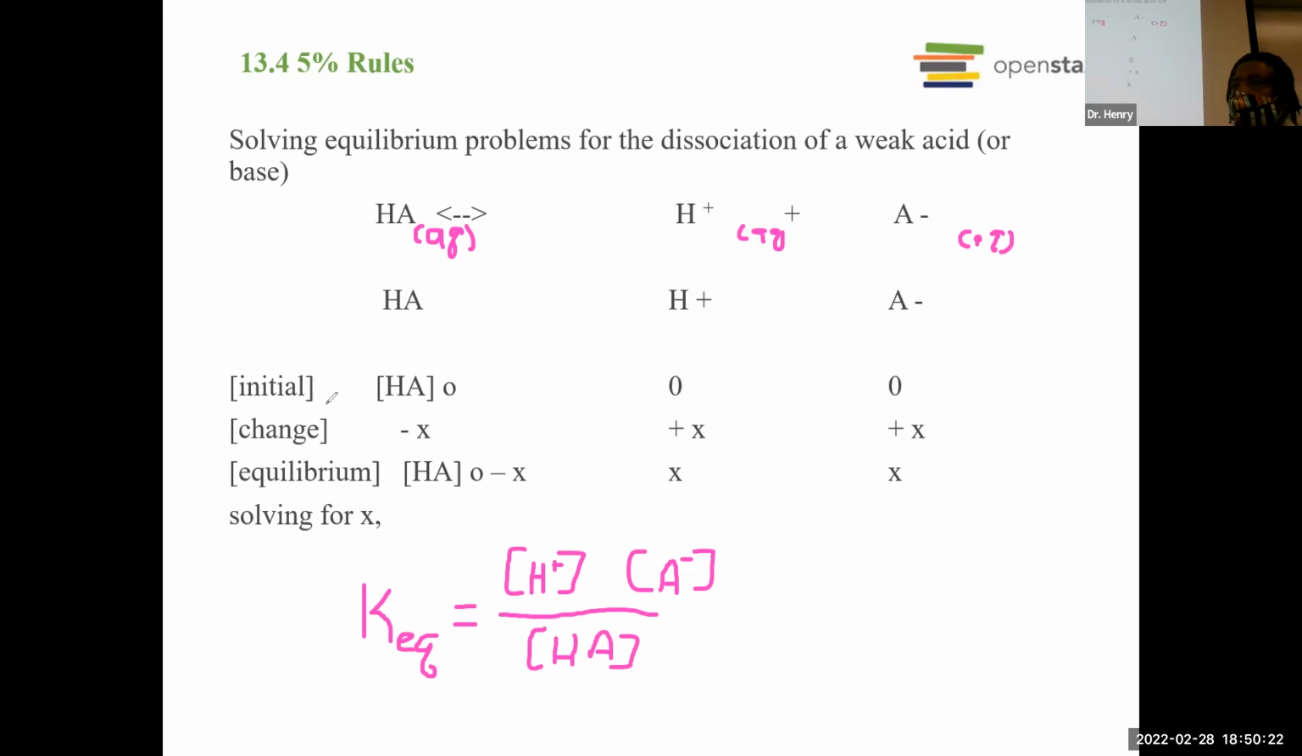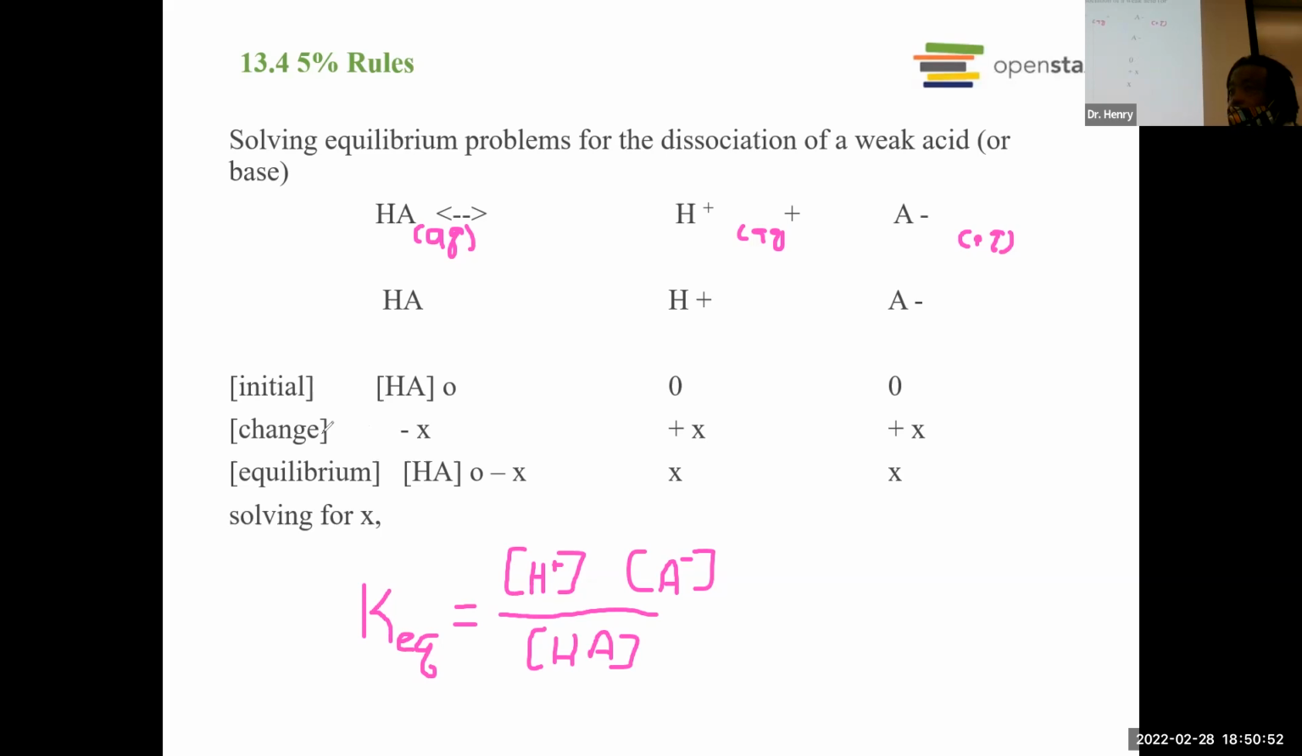So this is called the ICE table. ICE stands for initial, change, and equilibrium. So initially, we're starting off with a certain amount of acid, right? So this would be our concentration at start, right? Initially, there's no products, right? At the very beginning, there's no products. So that would be our initial. So we put zeros here.